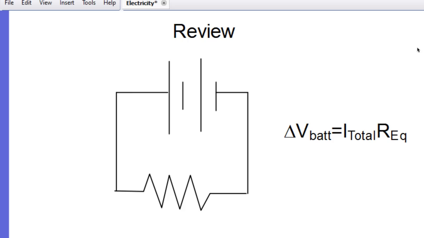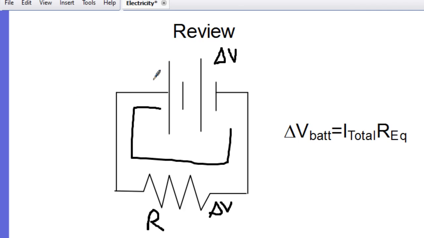Ohm's law states that the voltage of a battery must be equal to the total current in the circuit times the equivalent resistance of the circuit. So what I have a picture of here is what's called a simple circuit. One battery, one resistor. So things are nice and easy. This voltage equals this voltage. All right, I also know the resistance here, so I can find the current. Nice and simple.